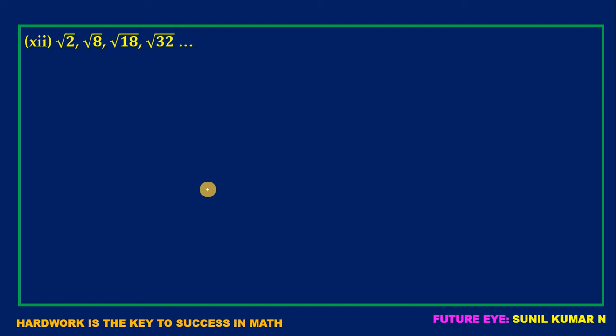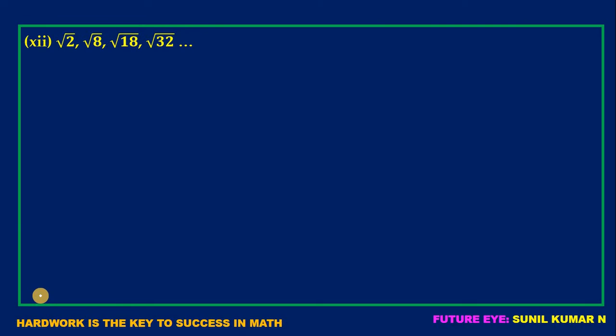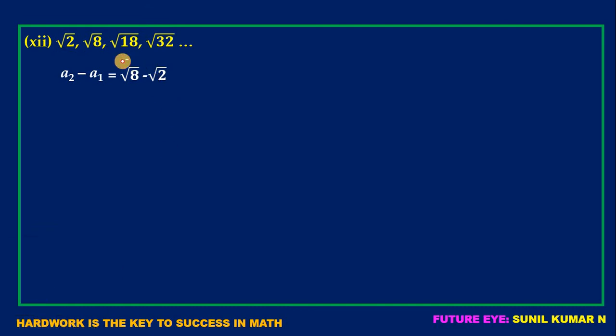And in this problem, be careful in the calculation part, children. The problem is root 2, root 8, root 18, root 32, and so on. As we did in the last problem, in a similar way, let's find a2 minus a1. a2 is root 8 minus a1 is root 2. Now carefully understand, children. This root 8 we can write like root 4 into 2. 4 2s are 8 only we get.